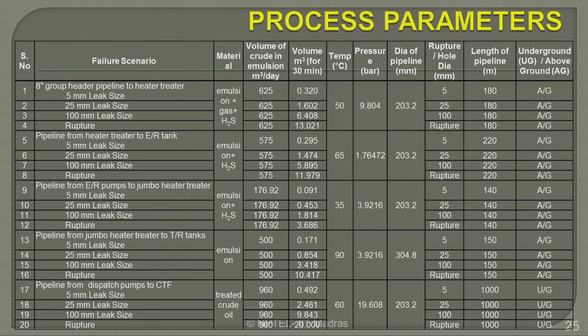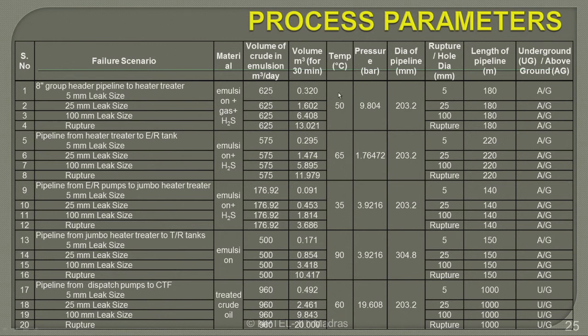Let us quickly see what are the process parameters considered in the study. If you talk about the scenarios of an 8 inch group header pipeline to heater treater, we talk about 5 mm leak size, 25 mm leak size, 100 mm leak size and rupture. The material is emulsion plus gas plus hydrogen sulfide, the volume is specified as 625 cubic meter per day, which is taken as a statistical value available in the plant. The volume for 30 minute exposure is also considered, because this is for a day and you can always calculate this for a 30 minute interval.